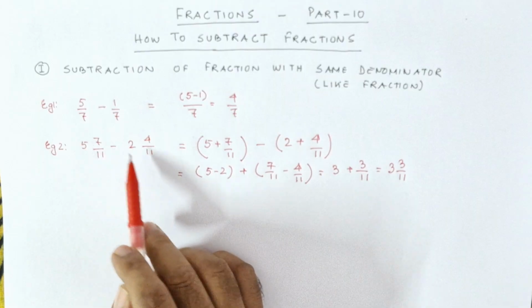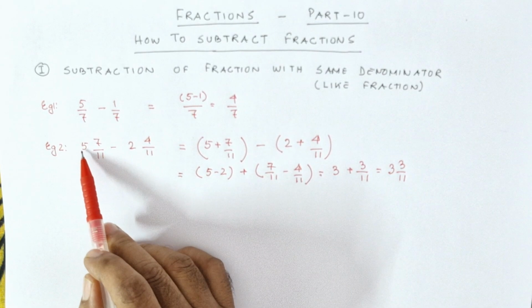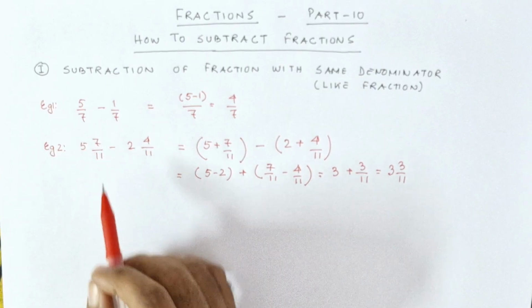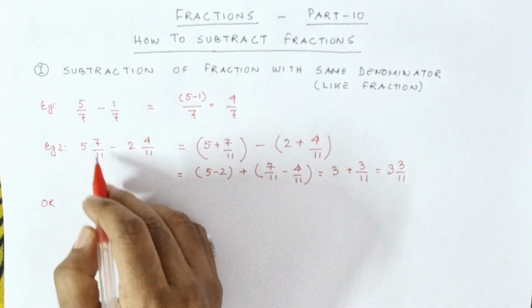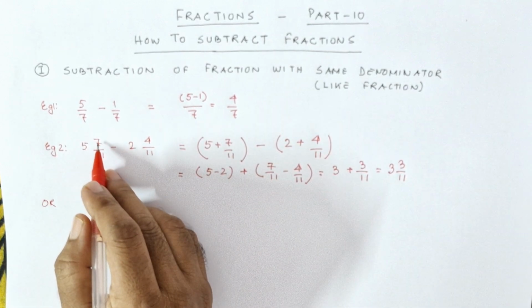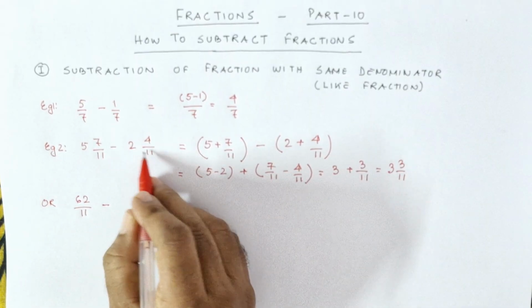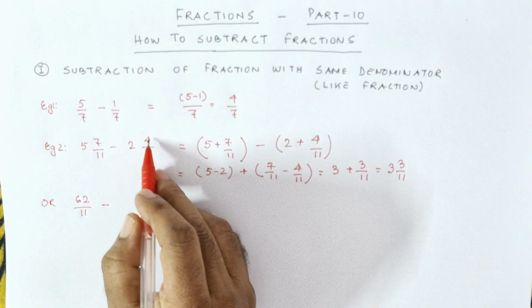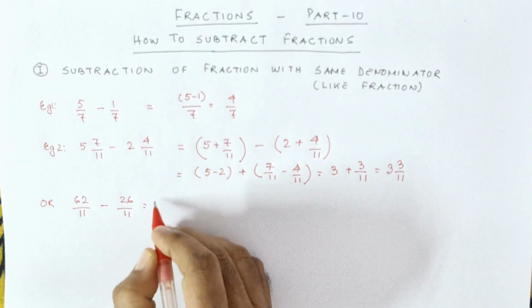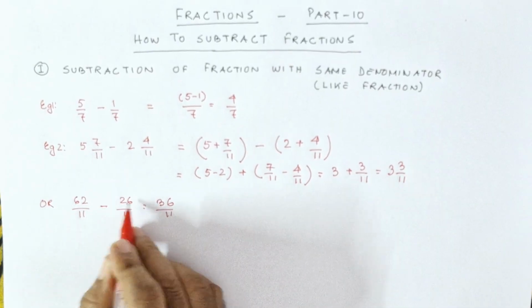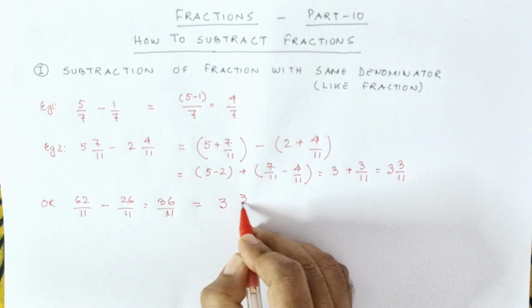Got it? Or you can convert the mixed fraction into an improper fraction and subtract. Very simple. So 11 5s are 55, 55 plus 7 is 62. Got it? So, or, I'll write here, or you can convert this into an improper fraction. See, 11 5s are 55 plus 7 is 62 by 11, the first improper fraction, minus 11 multiplied by 2 plus 4. So 22 plus 4 is 26 by 11. So this is 36 by 11. Subtracting the numerators, keeping the denominator the same. So this is 3 by 11.